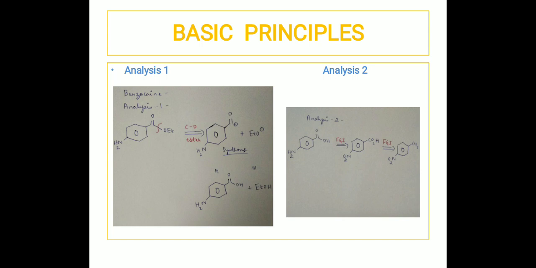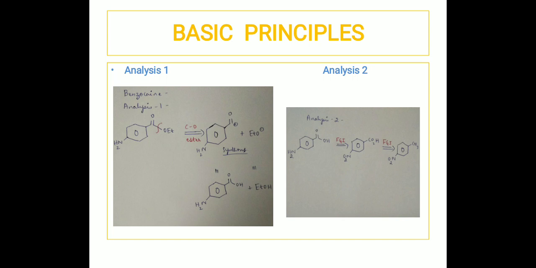So next, what are the synthons? The synthons are going to be OEt minus and the acyl cation. So these two are the synthons. Now these are the synthons. So definitely we have to write down the synthetic equivalents. Agree, right?